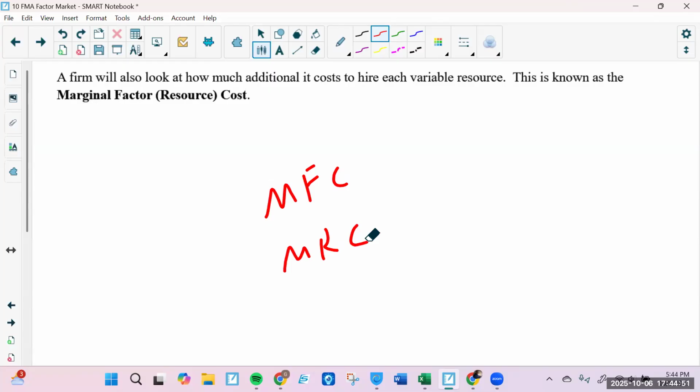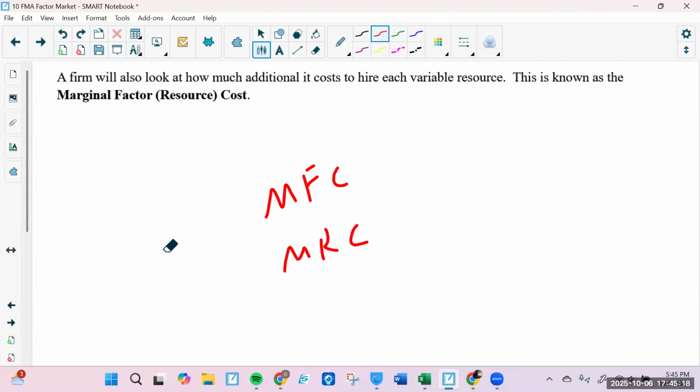And again, I apologize when this happens to you guys because Georgia Virtual may call it MRC and the College Board may call it MFC or whatever, but the actual AP exam will call it one or the other. They're moving towards marginal factor cost. That's what's more readily in the textbooks now. So that's what they're moving to. But it stands for marginal factor cost or marginal resource cost.